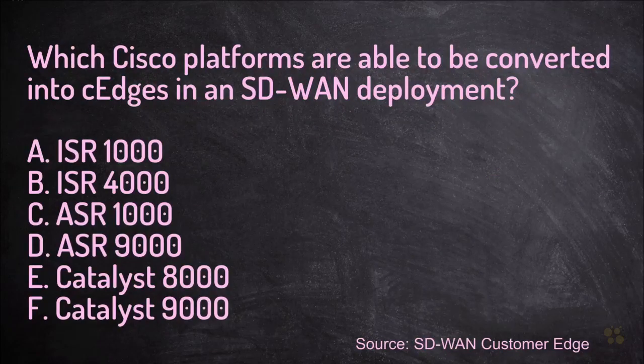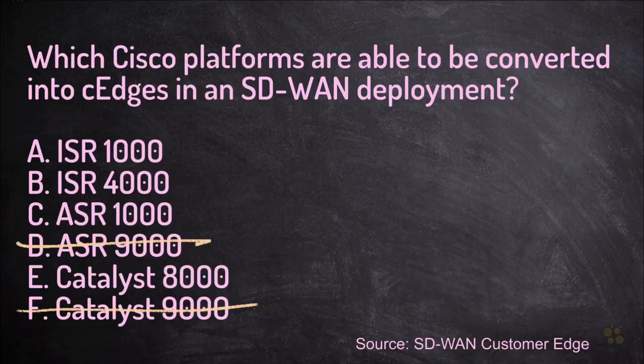Last question. Which Cisco platforms are able to be converted into C-edges in an SD-WAN deployment? This is going to require a little bit of memorization, but that's fair game on the ENSLD for them to ask a question like this. So when we look, all of these platforms show up in Cisco's portfolio, but not all of them support SD-WAN. Specifically, the ASR 9000s are built for service providers and they won't support SD-WAN. Neither do, by the way, the Catalyst 9000s. Those are primarily switches. Technically, there's some wireless LAN controllers and access points in there as well.